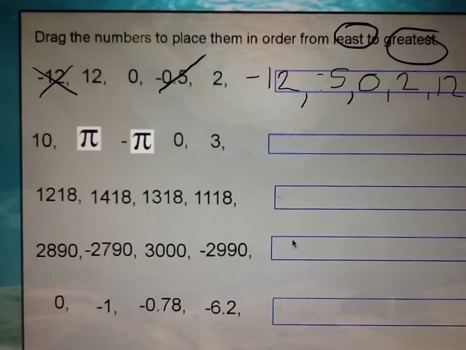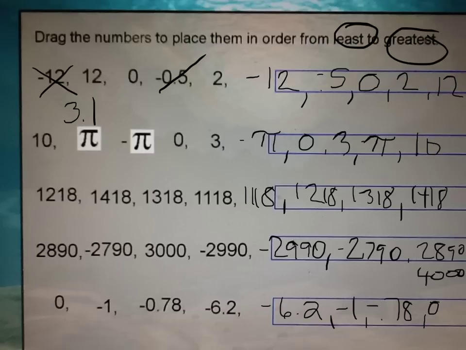If you would like to pause the screen and work on the rest of the problems, you can. Pi is equal to 3.1. Here are your answers for the rest of them.